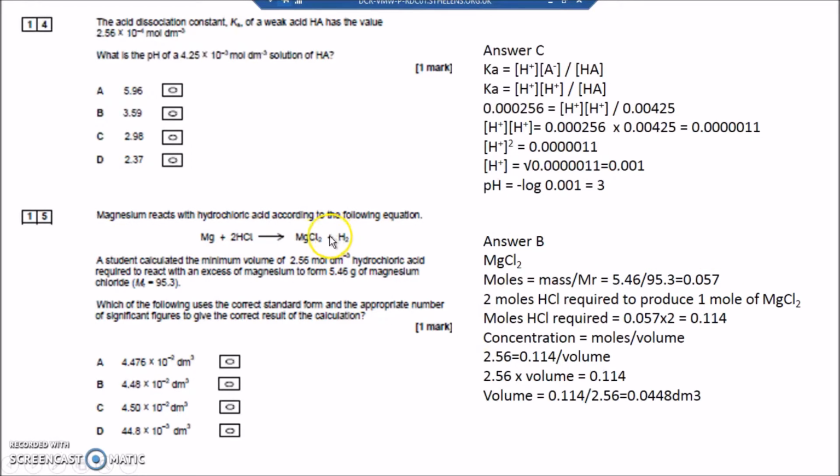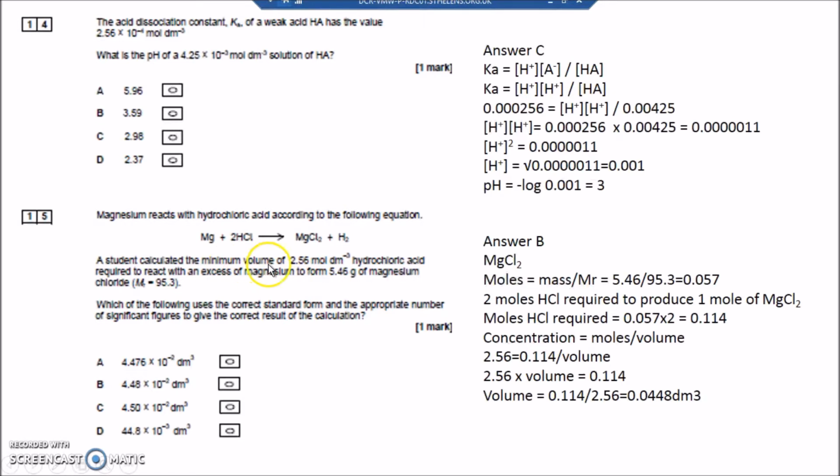Why have they given me an equation? Why do they want me to work out something to do with the hydrochloric acid? So 2 moles of hydrochloric acid make 1 mole of magnesium chloride. That's why they give me the equation, so I can work out molar quantities. So if I've got 0.057 moles of magnesium chloride made, I must have double the amount of hydrochloric acid, 2 moles for every 1 mole of magnesium chloride made. If I multiply this value by 2, 0.114 are the moles of hydrochloric acid that I need.